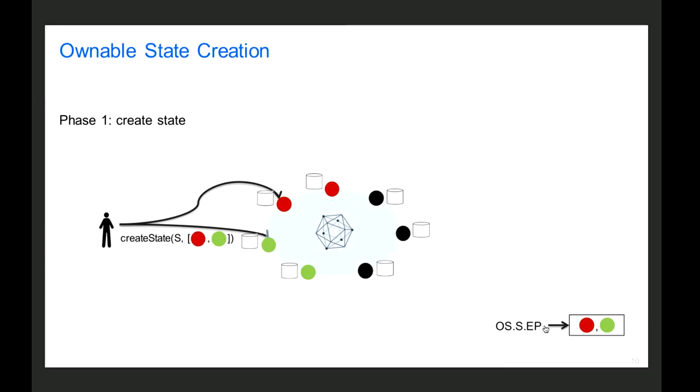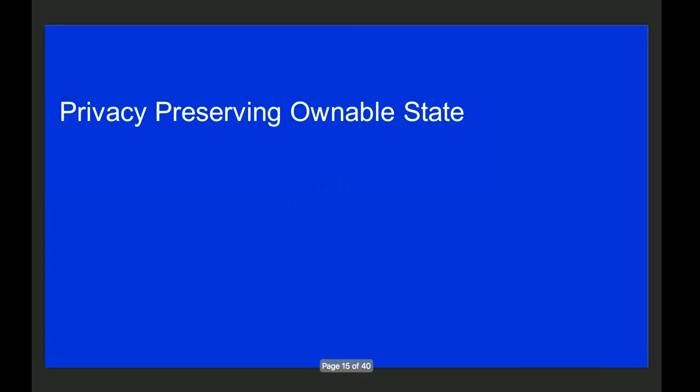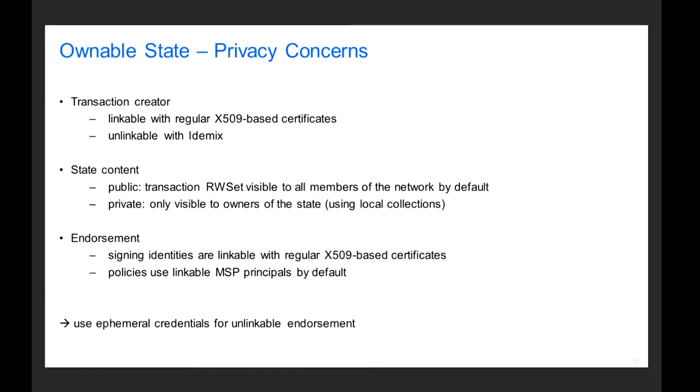So far we dealt with an endorsement policy that specifically lists basically the owners, the organizations red and green. But the really interesting part about ownable state, at least in my opinion, is privacy-preserving ownable state. So what are the privacy concerns that we might have with ownable states?